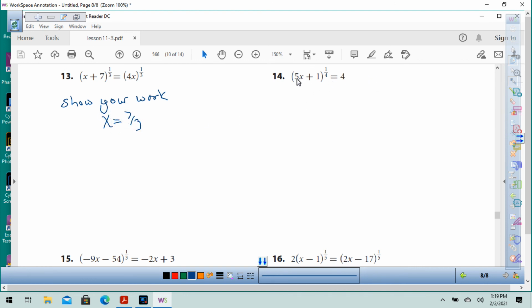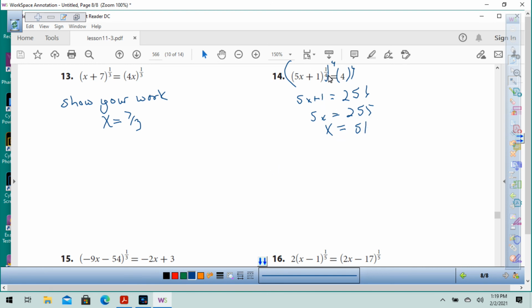And we'll do this one here to the 4th power on both sides. And that's going to give us 5x plus 1 equals, and then 4 to the 4th power should be 256. So let's subtract 1 from both sides. And we got 255. Divide both sides by 5, and that should give us 51.